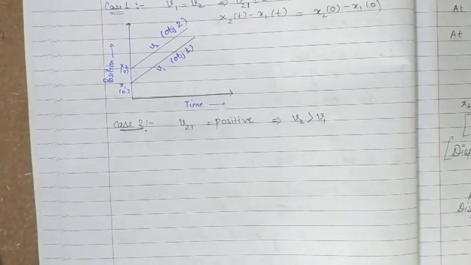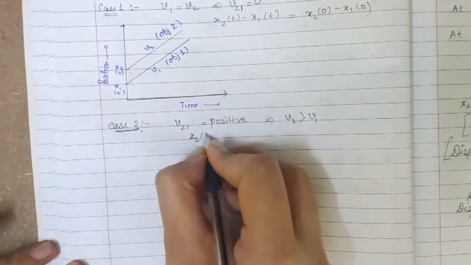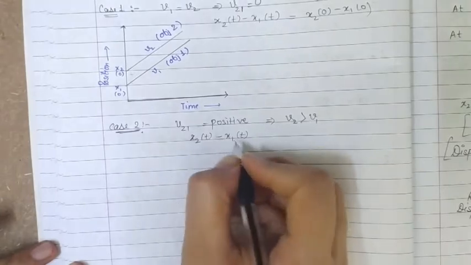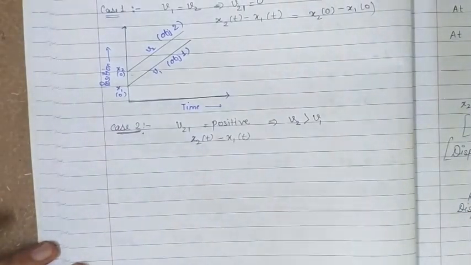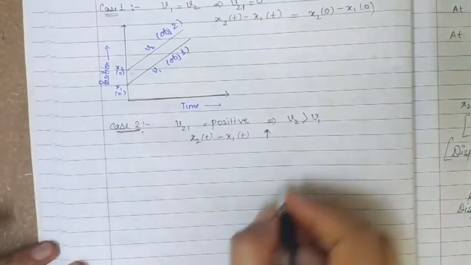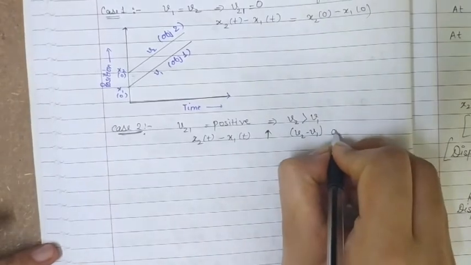So if we talk about the relative separation, that is x2(t) minus x1(t), this relative separation increases, and the amount of increase is v2 minus v1 after every second.